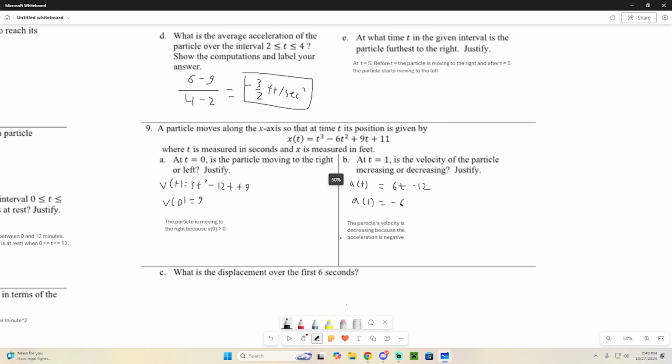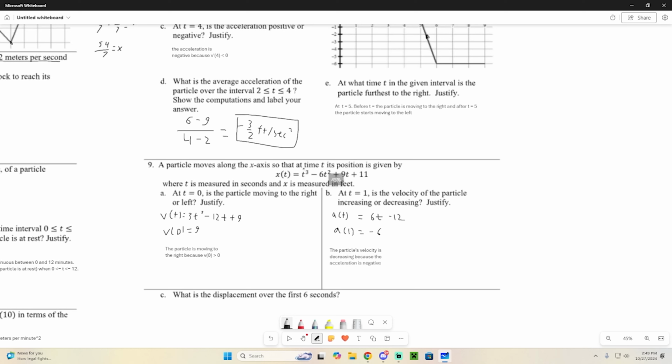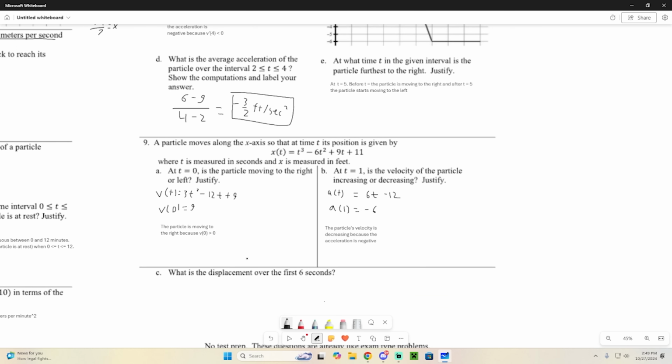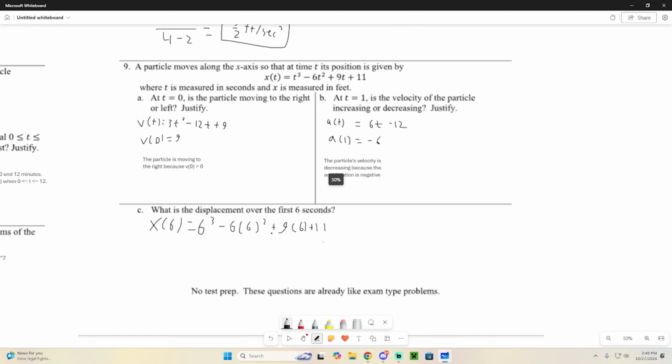To find our displacement, part C, over the first 6 seconds, we just look at our position function and plug 6 into our position function and subtract when we plug 0 into our position function. So first we find x of 6, which is going to be equal to 6 cubed minus 6 times 6 squared plus 9 times 6 plus 11.